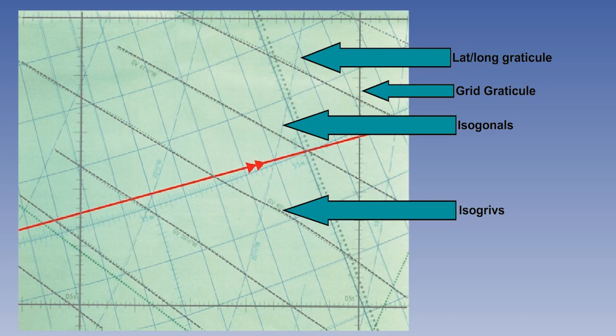You can see that the rate at which the isogrids are changing is much the same as the rate at which the isogonals are changing, so it is no more difficult, in many parts of the world, to fly a grid heading using a magnetic compass than it is to fly a true heading.